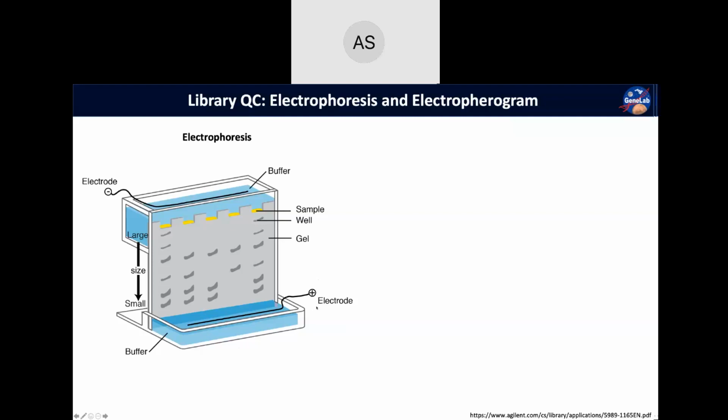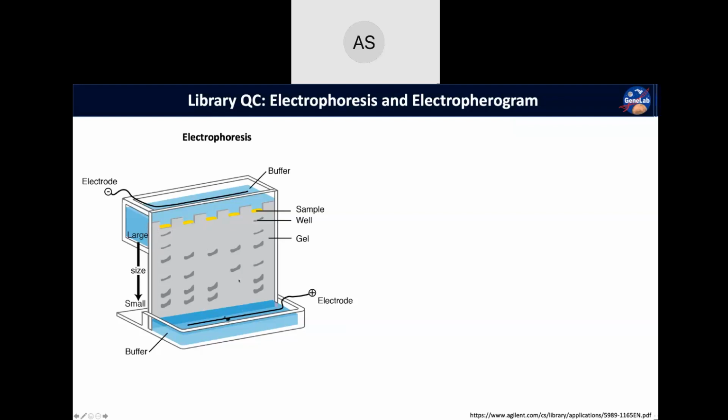electrode. If you ever hook up your electrodes in the wrong orientation, you will lose your sample. I have done that more than once, and it's really frustrating. So you always want to make sure you put your current in the right direction so that your DNA is flowing from negative to positive.